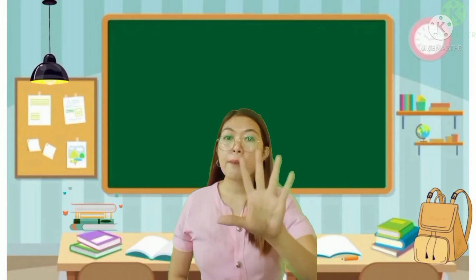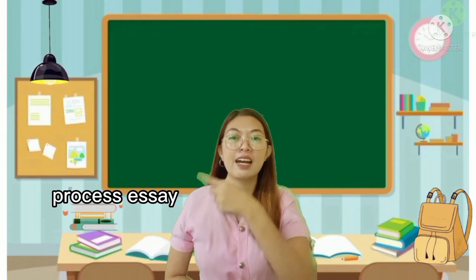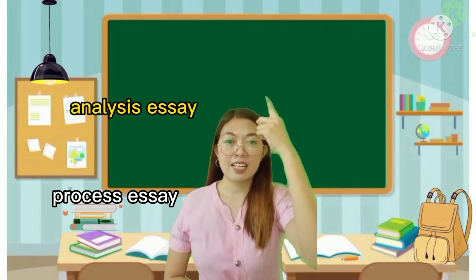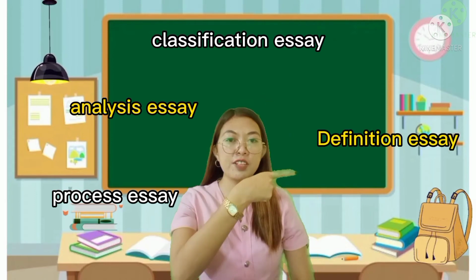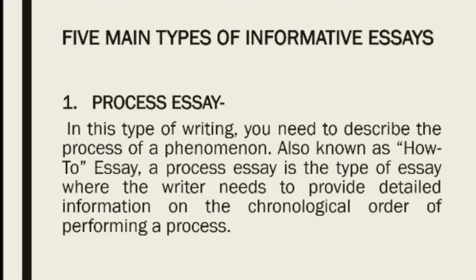We have 5 main types of informative essay: process essay, analysis essay, classification essay, definition essay, and cause and effect essay. The first one is the process essay. In this type of writing, you need to describe the process of a phenomenon. This is also known as the how-to essay. A process essay is the type of essay where the writer needs to provide detailed information on the chronological order of performing a process.